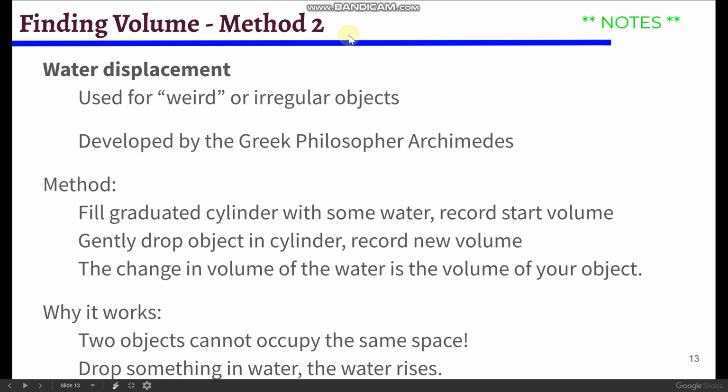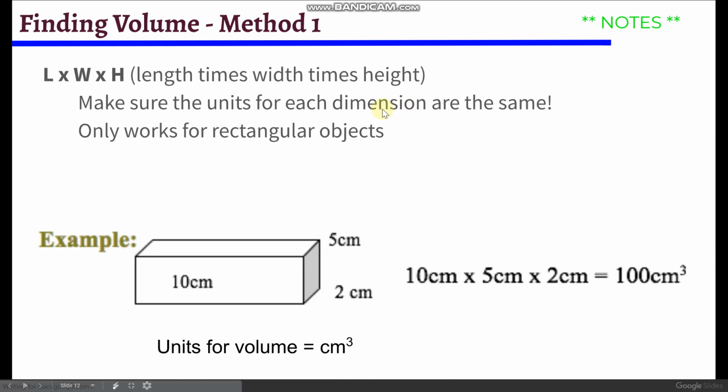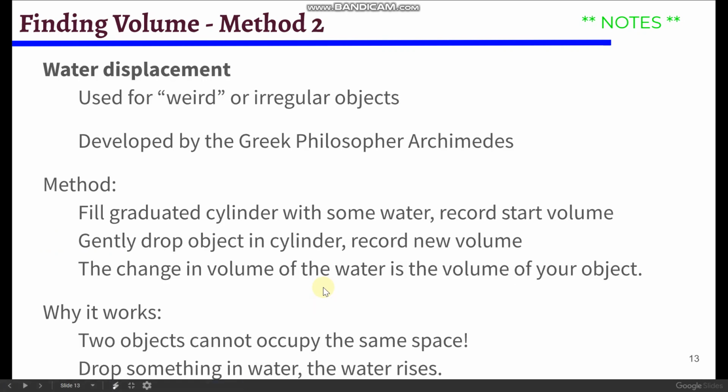Okay, a second way that you can use to find volume works for weird or irregular objects. This method works if you have a box, but it only works for a box. There's other shapes that there's a formula you can use to find the volume of, but most objects have a weird shape and you're not going to be able to calculate what the volume is. And so we use the method of water displacement. This was developed by the Greek philosopher Archimedes. So I'm going to tell you a quick story about Archimedes.